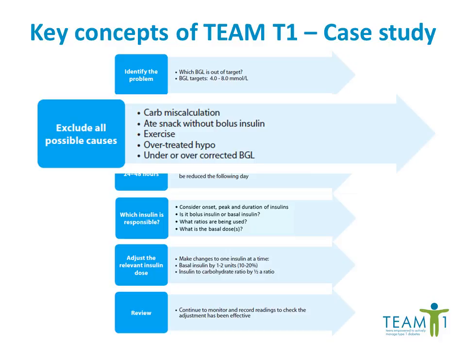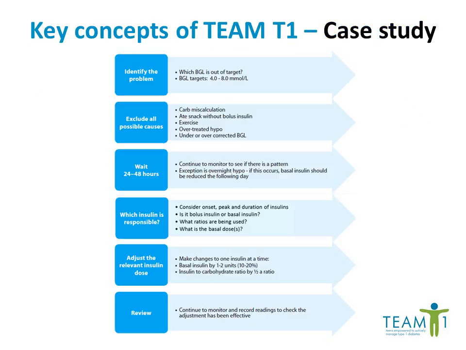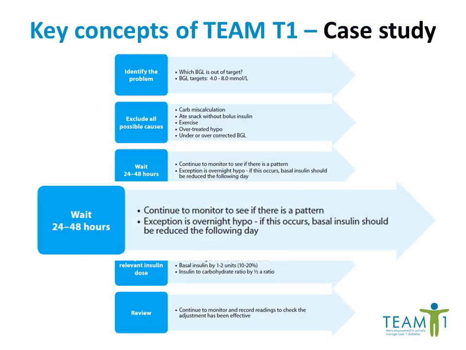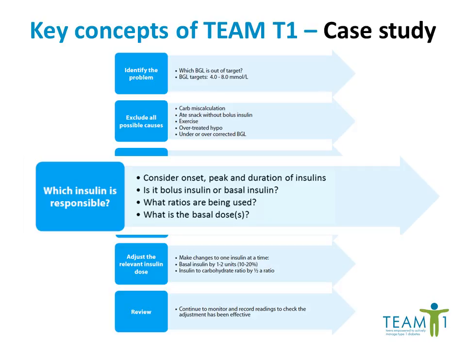Sarah, can you read the next step? Exclude all possible causes: carb miscalculation, ate snack without bolus, exercise, over-treated hypo, under or over-corrected BGL. Do any of these apply, Luke? Nah, I haven't had a hypo for a few days. I don't think exercise is the problem either. The next step: wait 24 to 48 hours. They've been high at lunchtime since Monday, so you've done that.